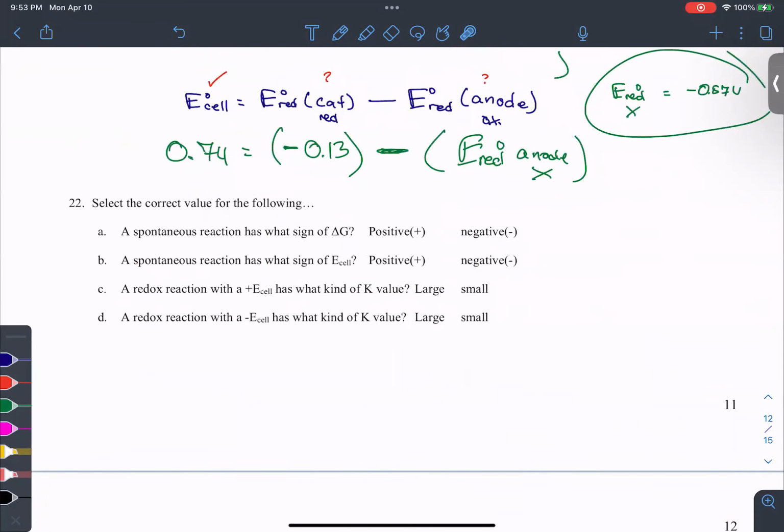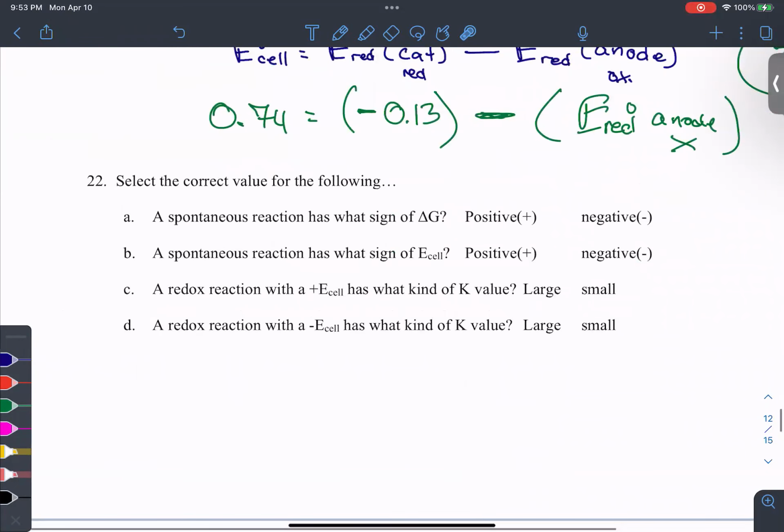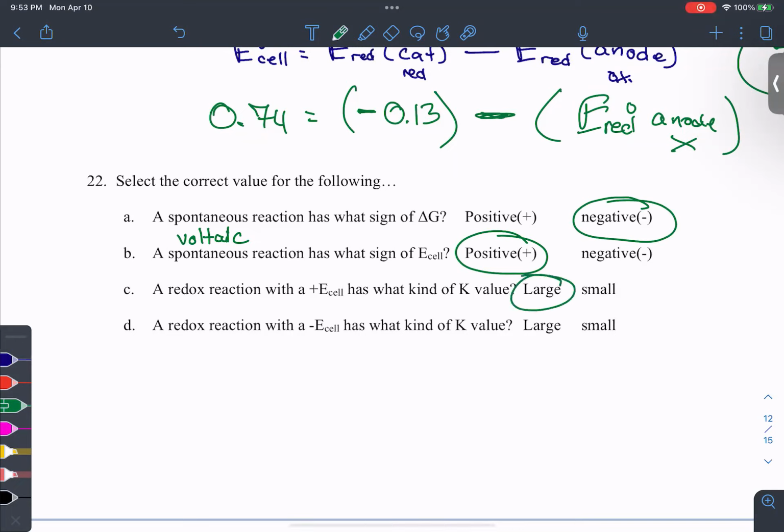Okay, well, let's just do 22 real quick. Okay, let's put it all together. For a spontaneous reaction, what is the sign of delta G? Negative, yes. When we have a spontaneous electrochemical cell, a voltaic cell, what's the sign of E cell? Positive, yes. A redox reaction with a positive cell potential has what kind of K value? It has a very large K value, yes. That it's gonna wanna go towards products.